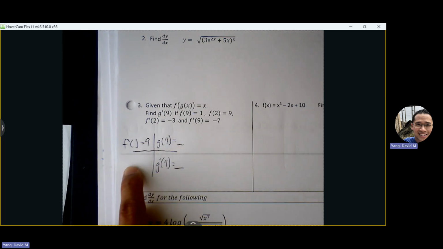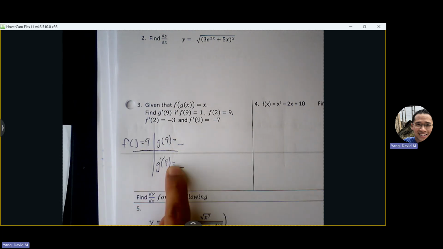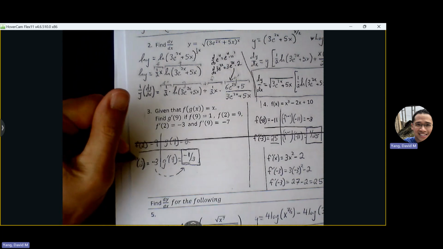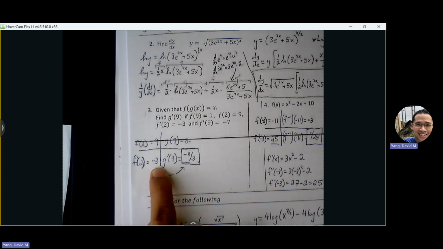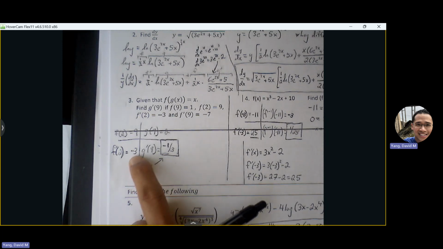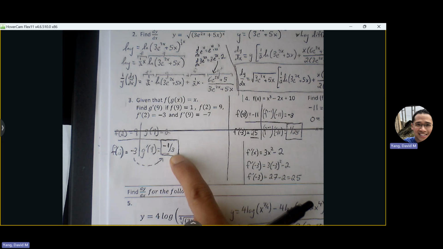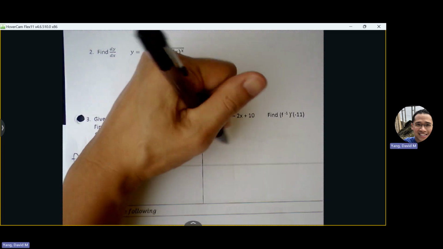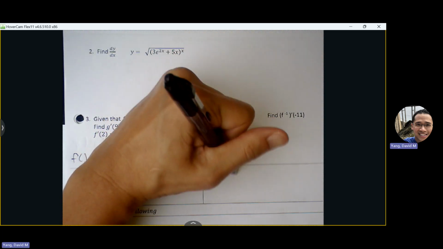If I can find f prime of 2, then that slope will lead me to g prime of 9. So f prime of 2 ends up being -3, because that's what's given to us in the values here. And then if the slope is -3, we know the slope on the g side must be the reciprocal, so -1/3. Same thing with 4. Set up your table.